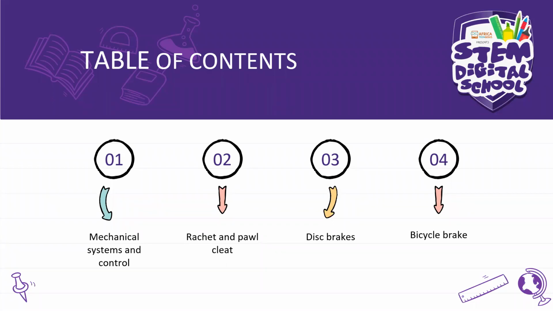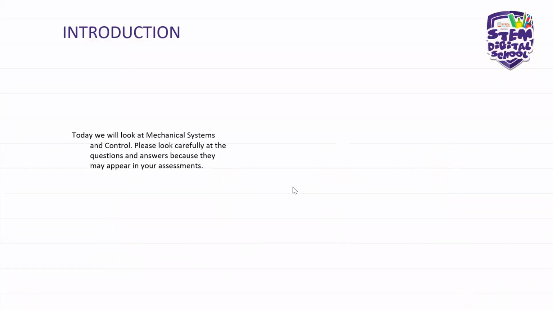It's not much that you are going to do, but I hope that you will understand and also look at all the other work under mechanical systems and control that you have done so far, because this is the last aspect that was left under mechanical systems and control. Okay, look carefully at the questions and answers. Even as you speak, if there is some clarity that you need, please do ask.